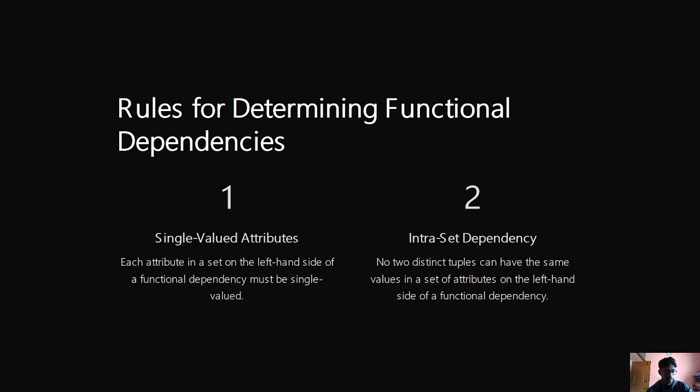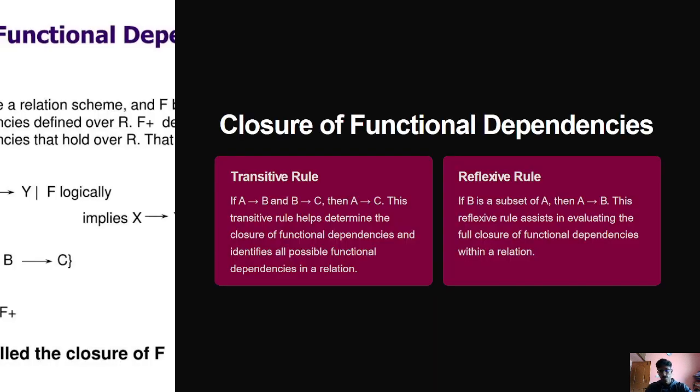Closure of attributes. To determine all functional dependencies, compute the closure of attributes. The closure of attributes A with respect to a set of functional dependencies F, denoted as A star, is the set of all attributes B such that A functionally determines B. Intra-set dependency. No two distinct tuples can have the same values in a set of attributes on the left-hand side of the functional dependency.